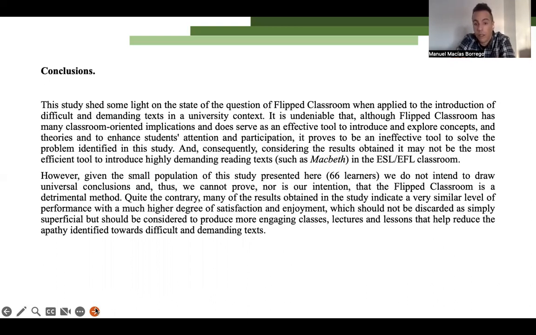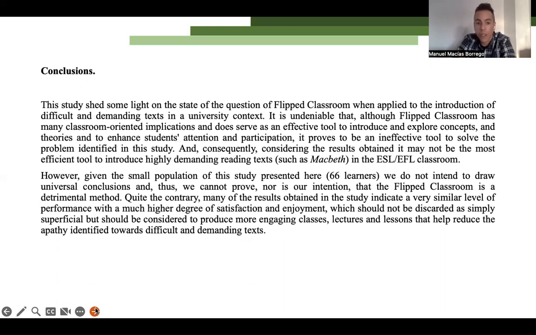And consequently, considering the results obtained, it may not be the most efficient tool to introduce highly demanding texts such as Macbeth in the classroom selected. However, given the small population of the study presented here, only 66 learners, we do not intend to draw universal conclusions, and thus we cannot prove, nor is it our intention, that flipped classroom is a detrimental method.